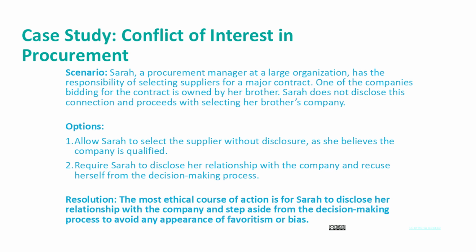Options for Sarah: 1. Select her brother's company without disclosing the conflict. 2. Disclose the relationship and recuse herself from the decision-making process. Recommended action: The most ethical action is for Sarah to disclose the relationship and step aside from the selection process. This avoids any potential bias and maintains transparency in the procurement process.